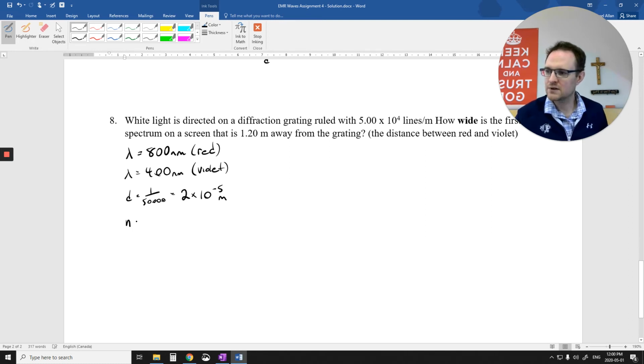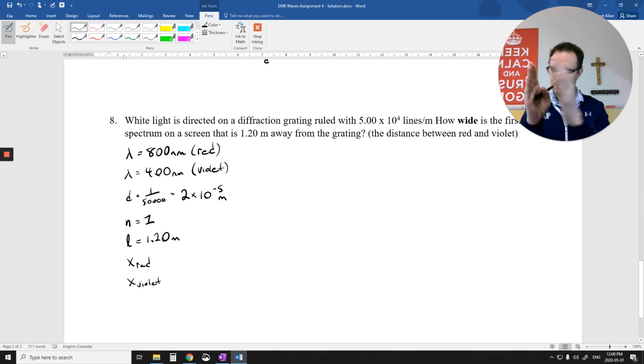How wide is the first spectrum? So I'm going to do n equals 1 here. My L is 1.20 meters. Looking good. We need to find the x for the red and the x for the violet. So how far over is the red from the center, and how far over is the violet?